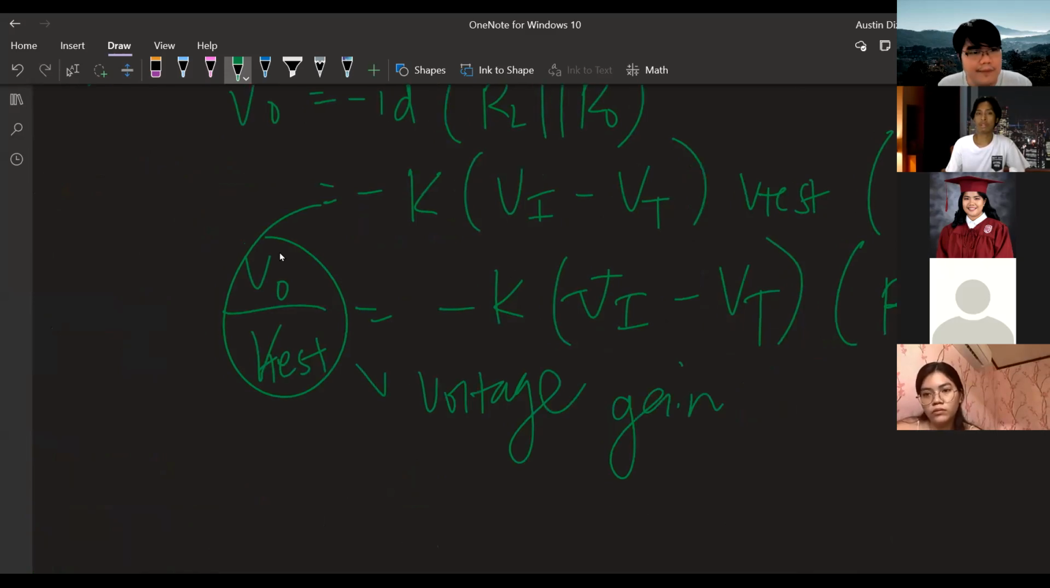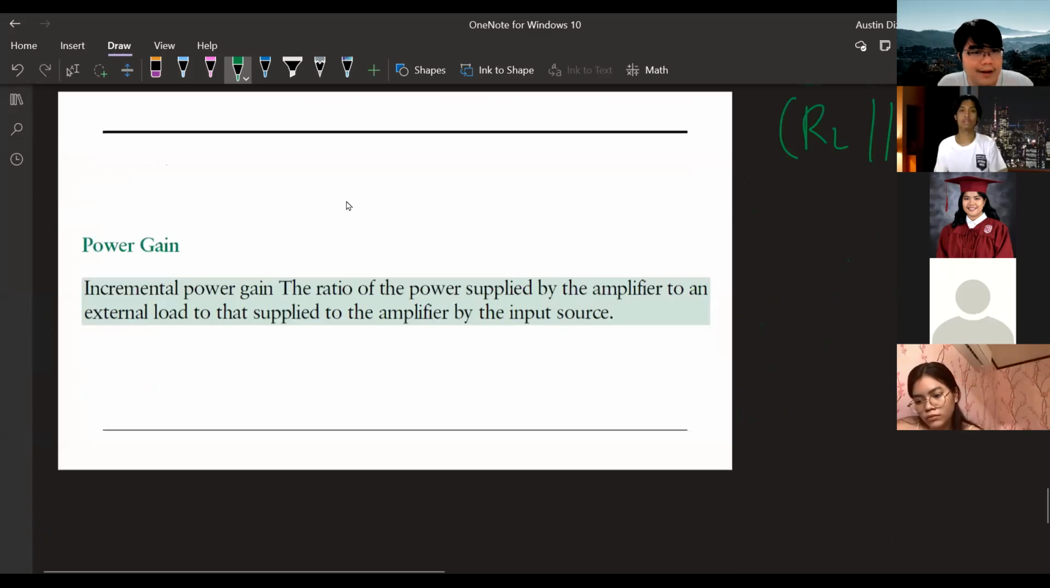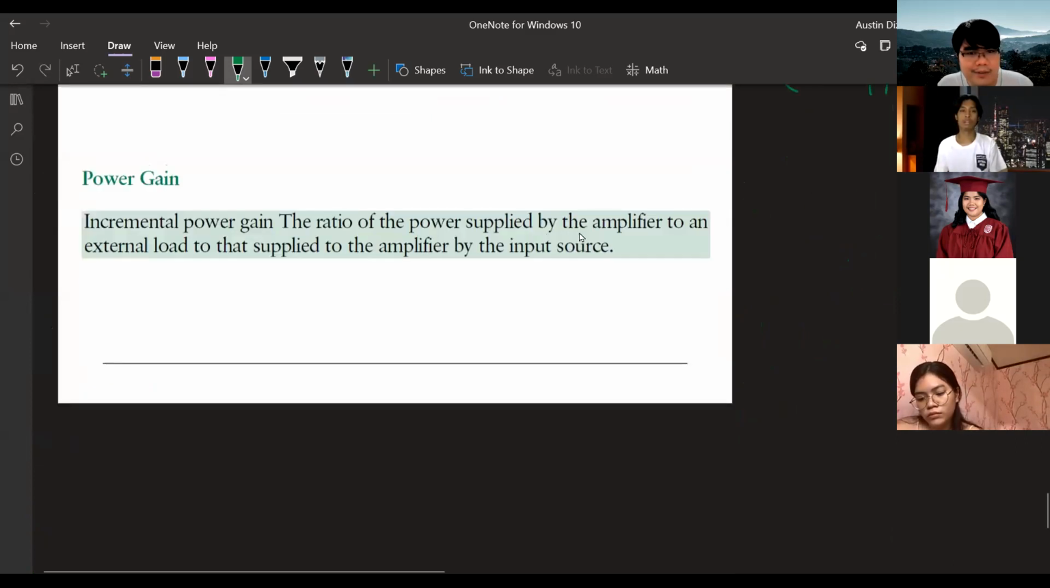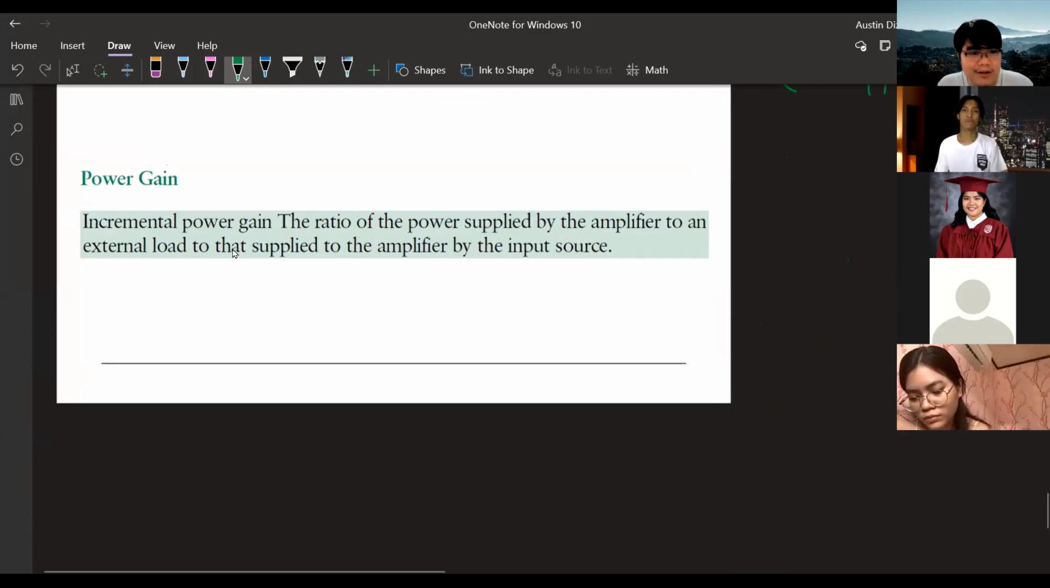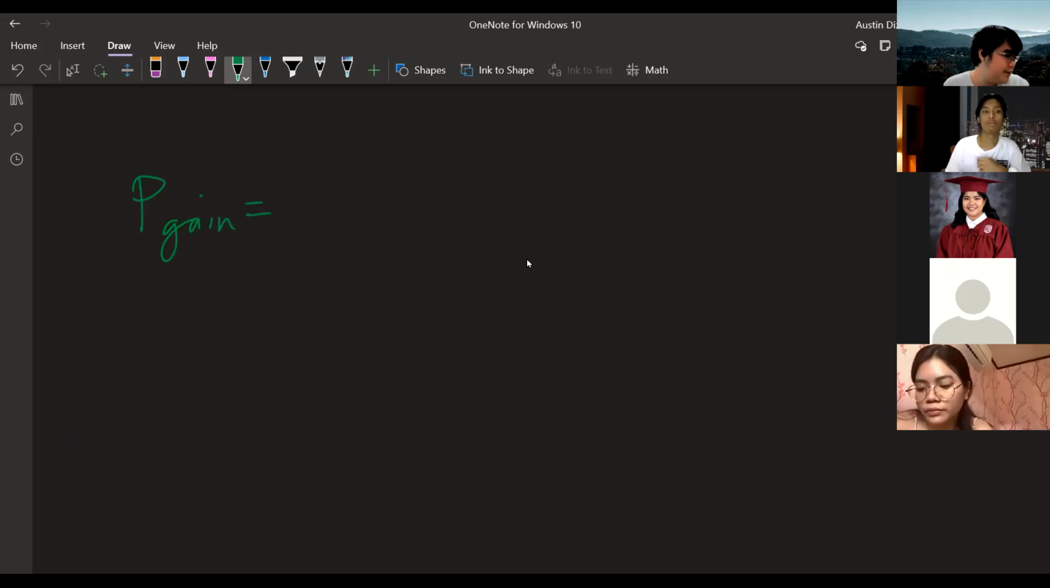Okay. And then lastly, the power gain. Incremental power gain: ratio ng power supplied to an external load tsaka yung input sa source. Input source. So, P gain is just VI, di ba? So, sa output tapos sa input.